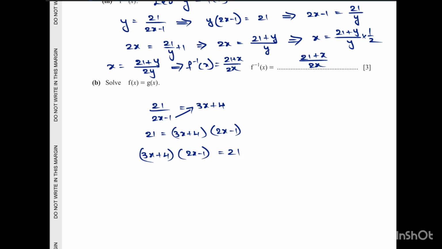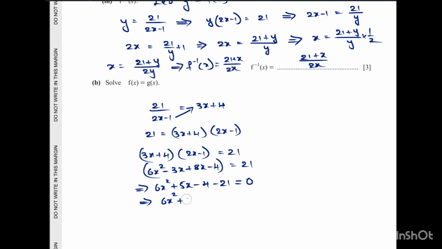Multiply these two expressions. 3x into 2x is 6x square. 3x into minus 1 is minus 3x. 4 into 2x is 8x. 4 into minus 1 is minus 4 is equal to 21. 6x square plus 5x, because minus 3x plus 8x is 5x, minus 4, bring 21 to the left hand side, minus 21 equal to 0. 6x square plus 5x minus 25 is equal to 0.